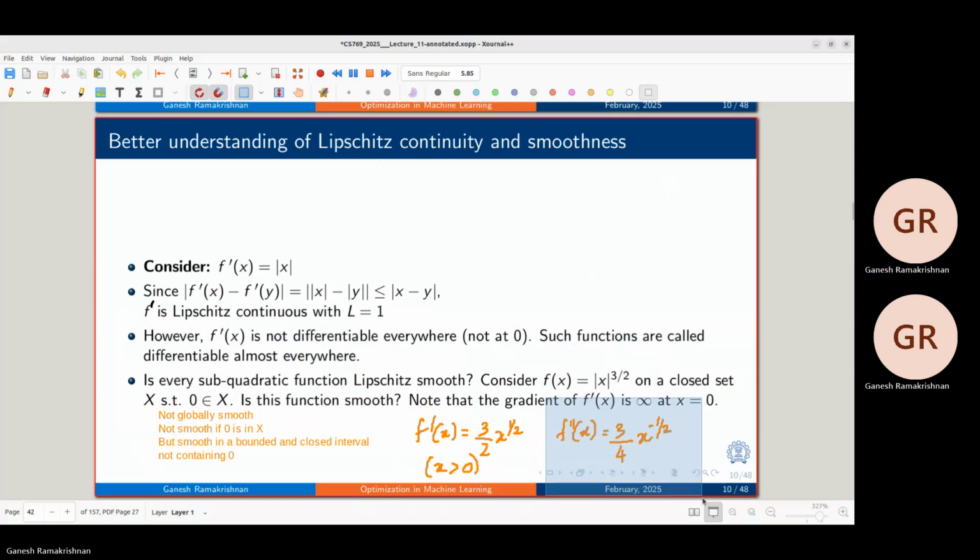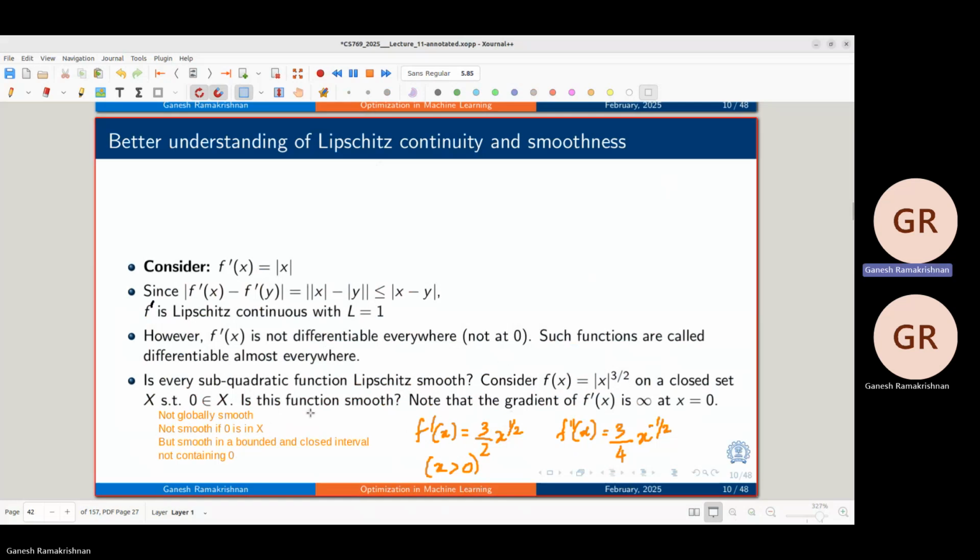And in that case, double derivative is 3 by 4 times the square root of 1 upon x, right? So this function, if you look at this form, it is not globally smooth. You can't say this is upper bounded by some L. Can you? Is this function upper bounded by some L? No, right? X can get infinitesimally small, in which case square root of 1 upon x can get very large. So this is not globally smooth.